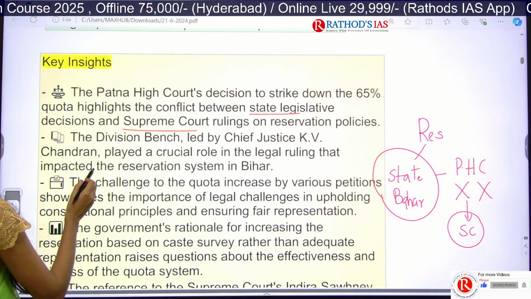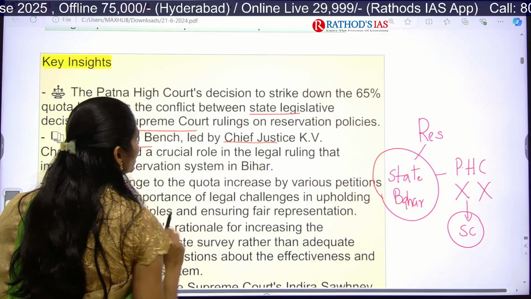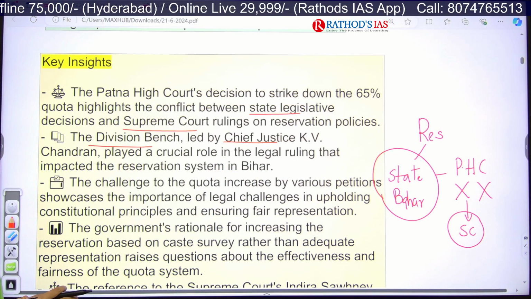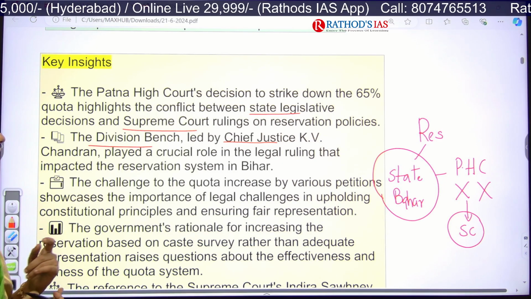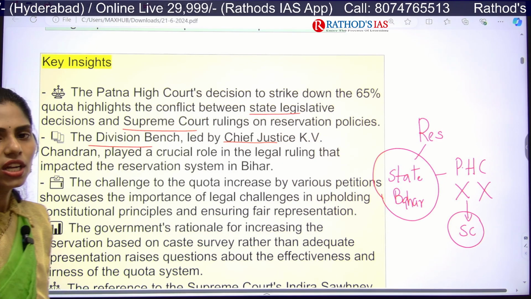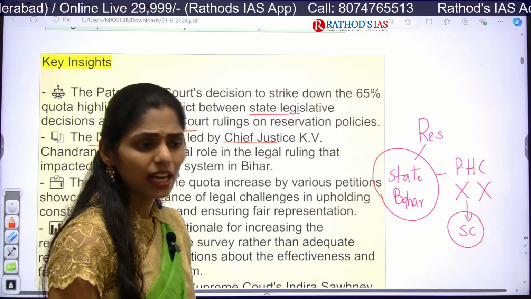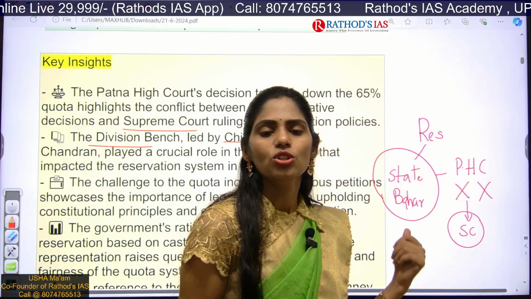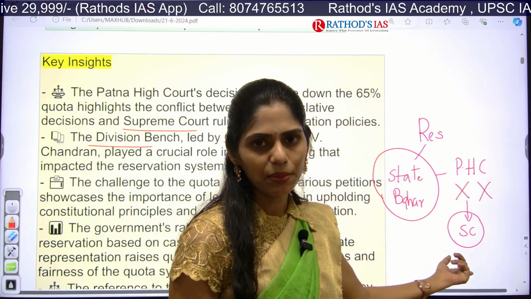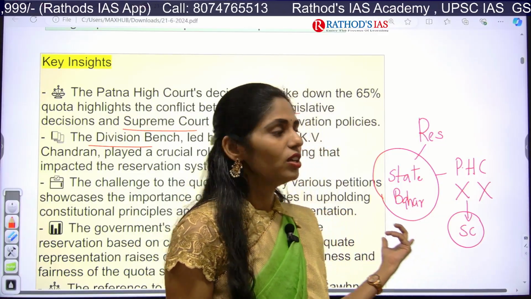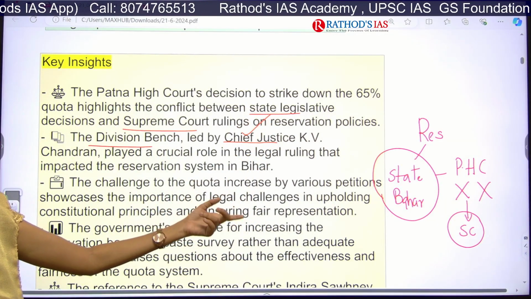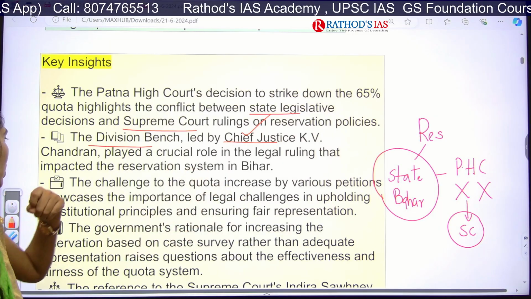Next, the division bench, led by Chief Justice K.V. Chandran, played a crucial role in the legal ruling that is impacting the reservation system in Bihar. Whenever the state government comes up with a decision of 65% reservation, when the Supreme Court already came up with a cap of 50%, how can it be allowed? This is what was said by the Chief Justice of the Patna High Court.